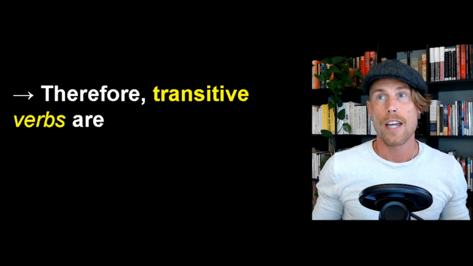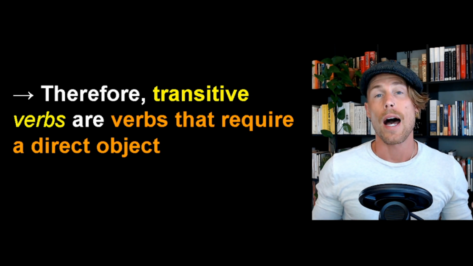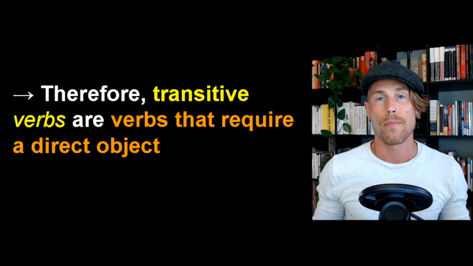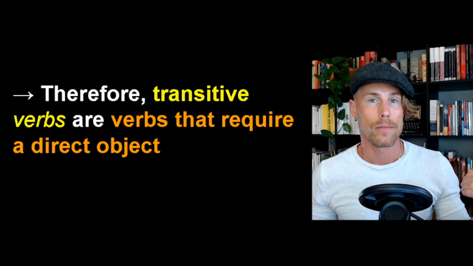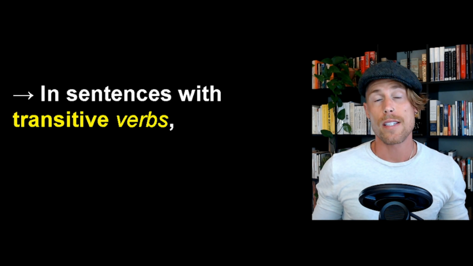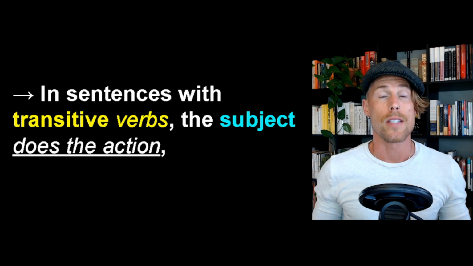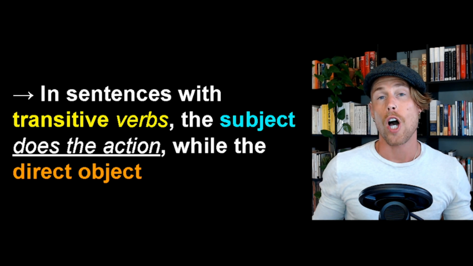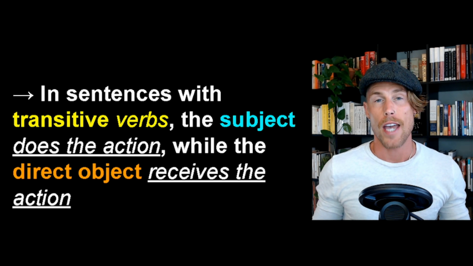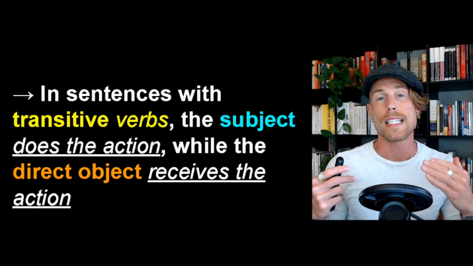Therefore, transitive verbs are verbs that require a direct object. The verb needs a destination. In sentences with transitive verbs, the subject does the action, while the direct object receives the action. So the subject does the action, the direct object receives the action.